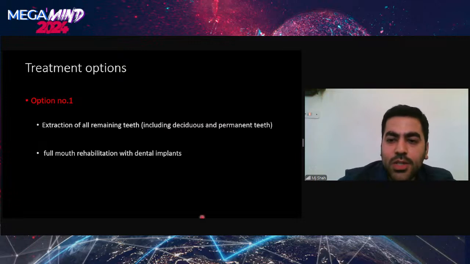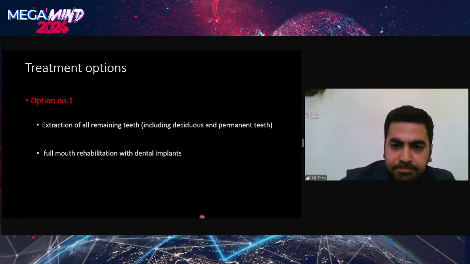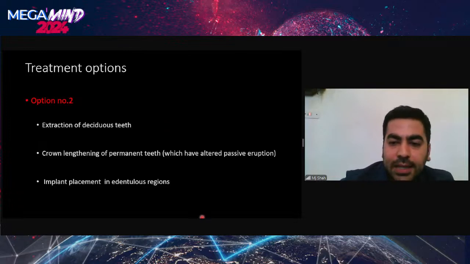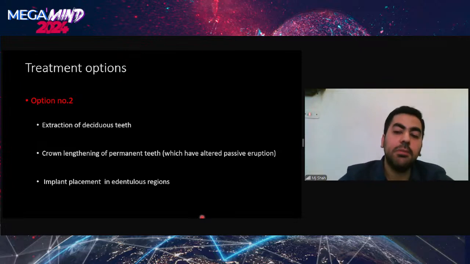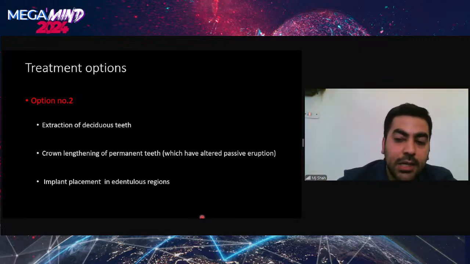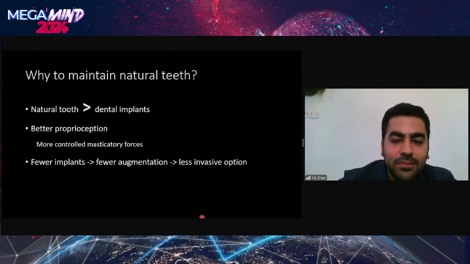The first one was to extract all the remaining teeth, including the primary and permanent teeth, and full mouth rehabilitation with dental implants. The second treatment plan was extracting all the deciduous teeth and crown lengthening of the remaining permanent teeth, and finally, implant placement in the remaining edentulous regions.